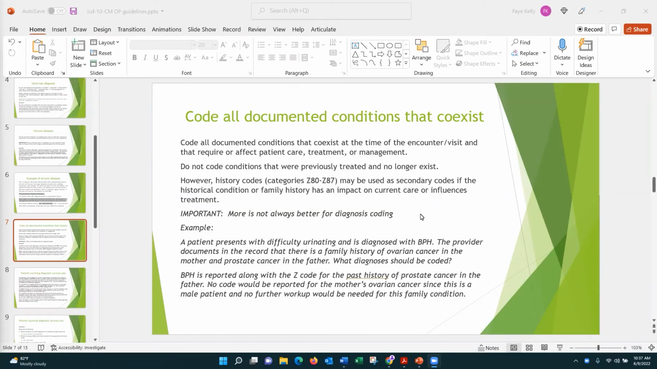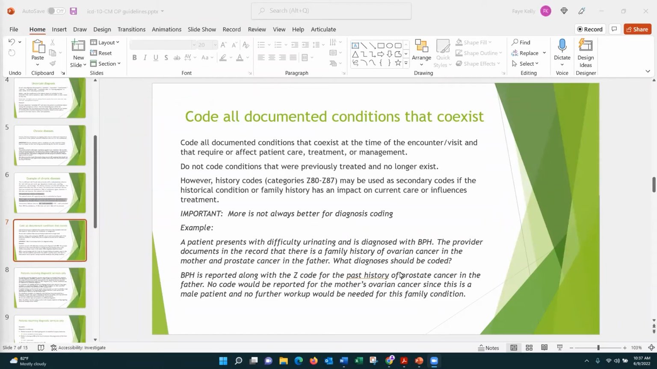Let's look at an example here. So let's go to the example. A patient presents with difficulty urinating and is diagnosed with BPH. That's benign prostatic hypertrophy. The provider documents in the record that there is a family history of ovarian cancer in the mother and prostate cancer in the father. What diagnosis should be coded?